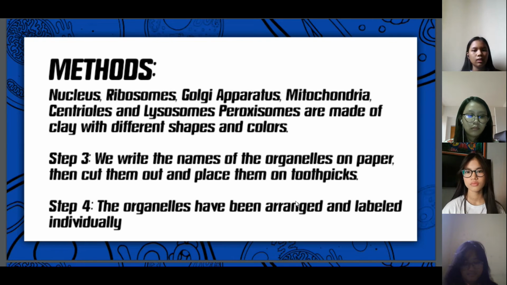Step 3. We write the names of the organelles on paper, then cut them out and place them on toothpicks. Step 4. The organelles have been arranged and labeled individually.